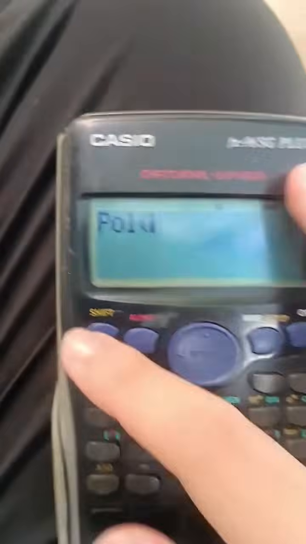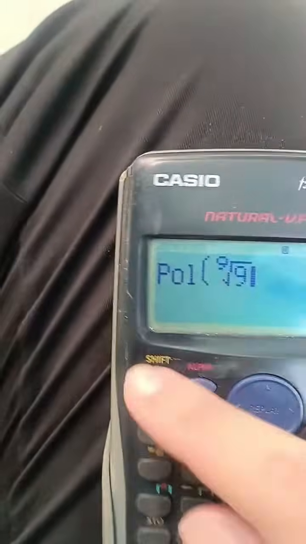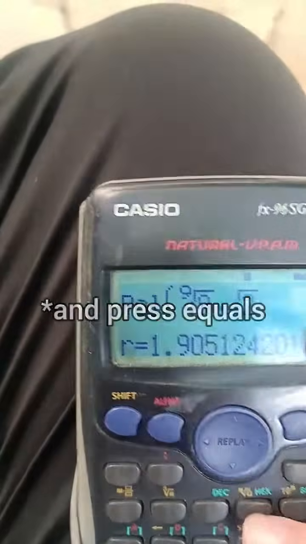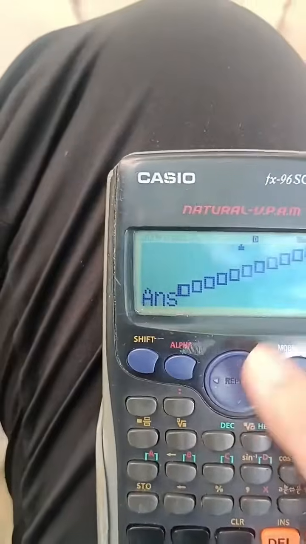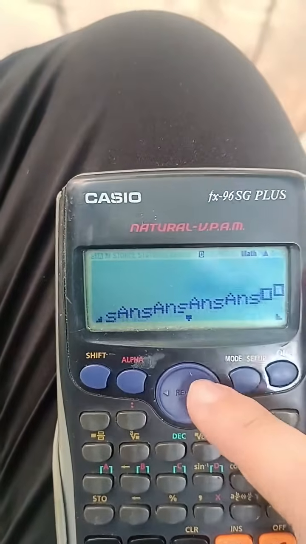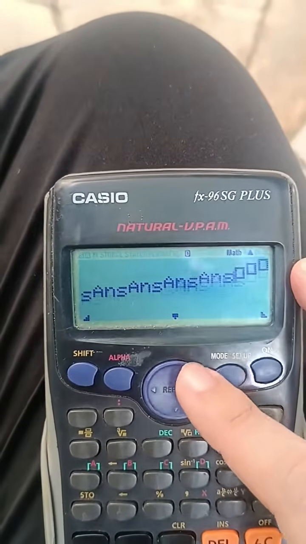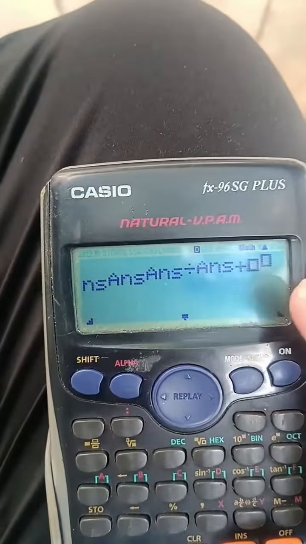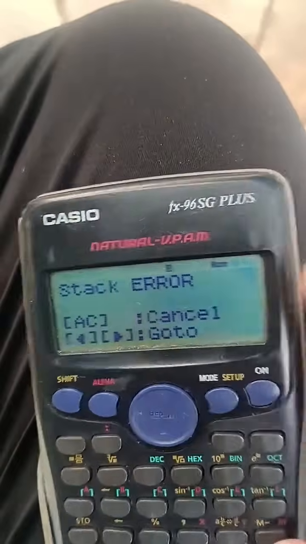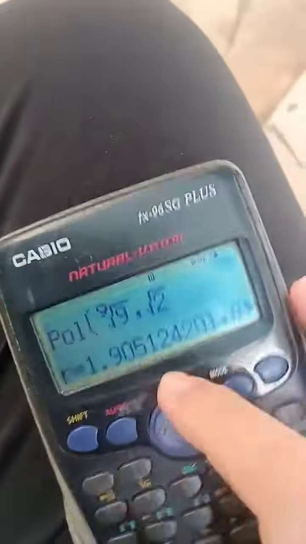So how you make it is you essentially do pole 9 root 9, comma square root 2. Then you do this, which is you press Ans, you spam the to the power of button, you fill all of them up with Ans till you get to the second last one. Then you press divide Ans, plus, remove the plus, equals AC, up, AC, and left.